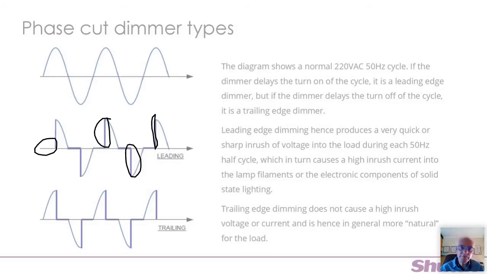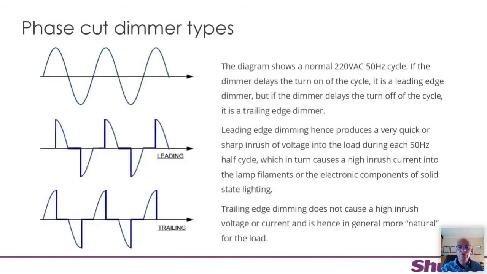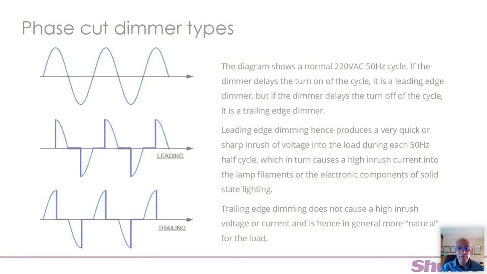Now, if we synchronize so that our driver gets full supply voltage as soon as the voltage goes through zero, and at some point in the cycle we turn it off, like we see here on the bottom, that is our trailing edge dimming. So trailing edge dimming is beautiful because it's very, very natural.